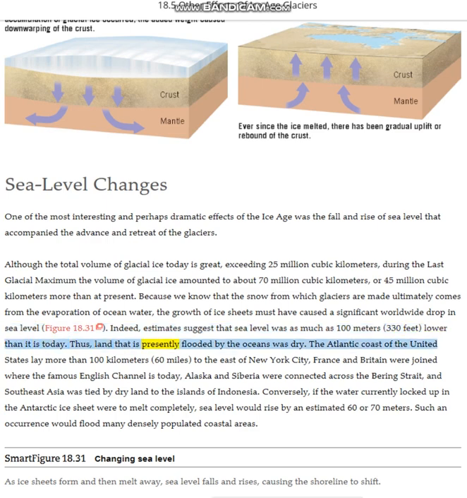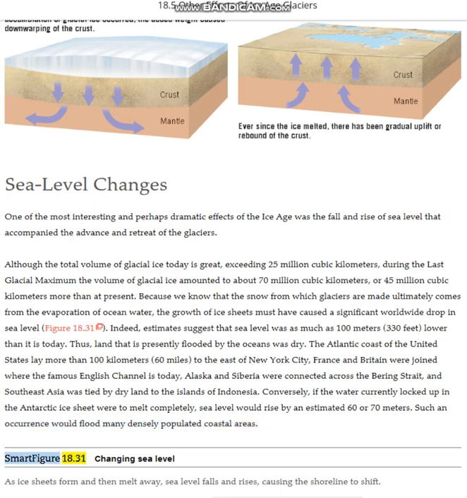Thus, land that is presently flooded by the oceans was dry. The Atlantic coast of the United States lay more than 100 kilometers, 60 miles, to the east of New York City. France and Britain were joined where the famous English Channel is today. Alaska and Siberia were connected across the Bering Strait, and Southeast Asia was tied by dry land to the islands of Indonesia. Conversely, if the water currently locked up in the Antarctic ice sheet were to melt completely, sea level would rise by an estimated 60 or 70 meters. Such an occurrence would flood many densely populated coastal areas.